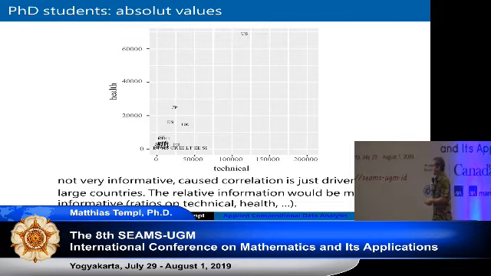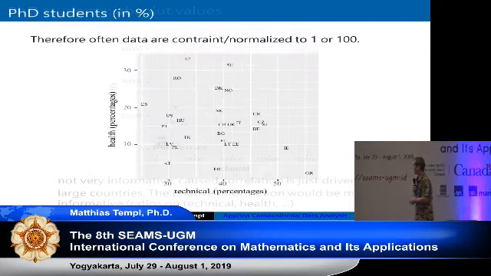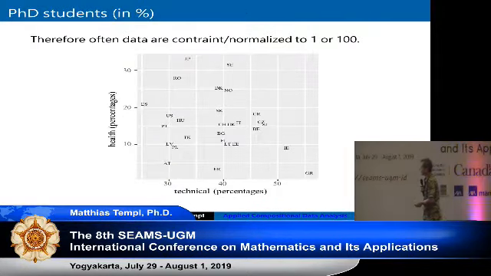So that's the reason why the data are often constrained, for example, normalized to 1 or 100. And if you do that, if you show now the number of PhD students in health science and in technical science, now we see this picture. Sweden, for example, is here, Japan is here.